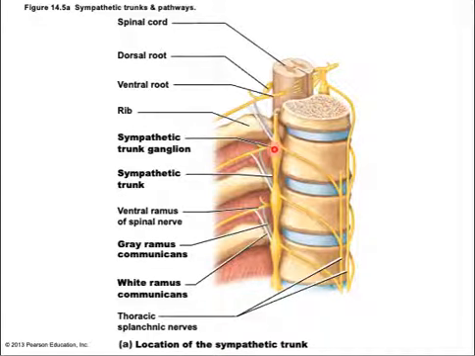So these are the on and off ramps for the preganglionic neurons of the sympathetic division of the autonomic nervous system. And you can see them here. The reason they're called gray and white is because of the different degree of myelination. Okay, and then these are the paravertebral ganglia themselves, and they run on either side of the vertebral column.